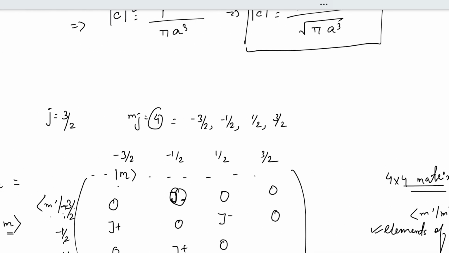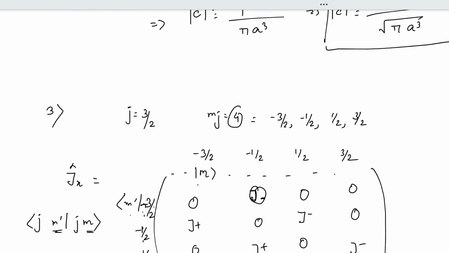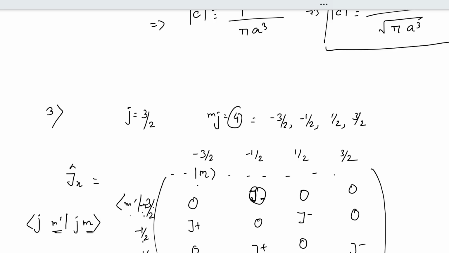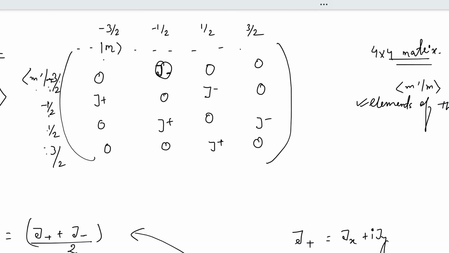So it is controlled by j minus. Then 3 by 2 minus 3 by 2, no combination, 0. 3 by 2 minus half, also no combination, 0. 3 by 2 half is this combination by j plus. So this is j plus. And then 3 by 2, no combination, 0. So the matrix element has been simplified to a large extent.